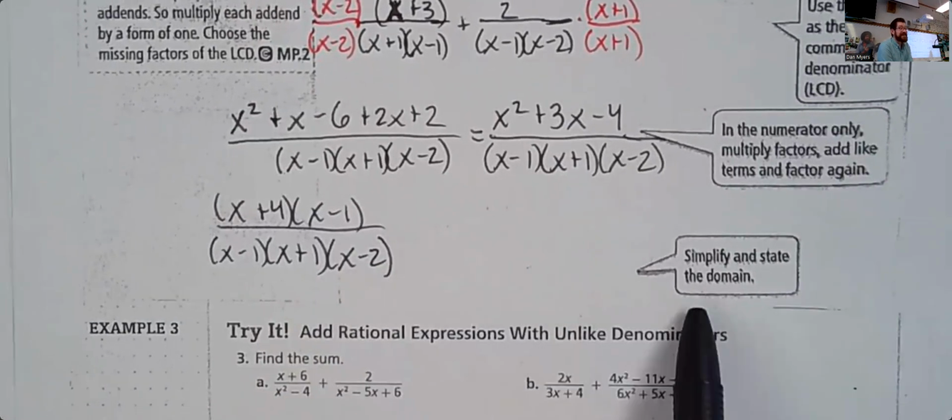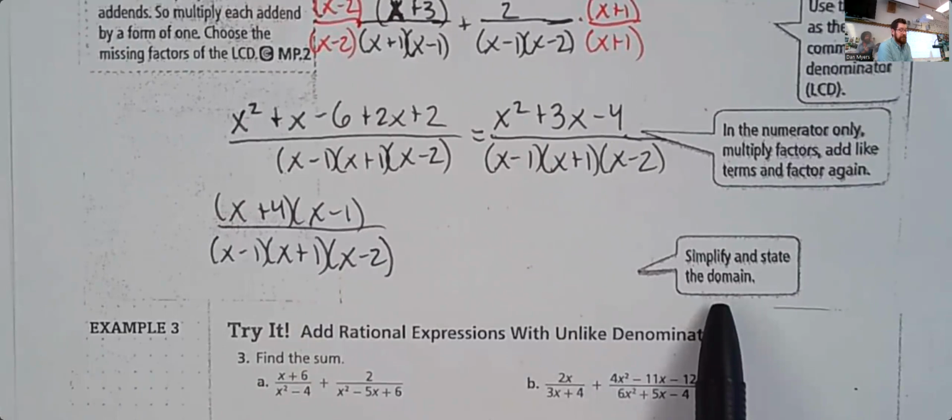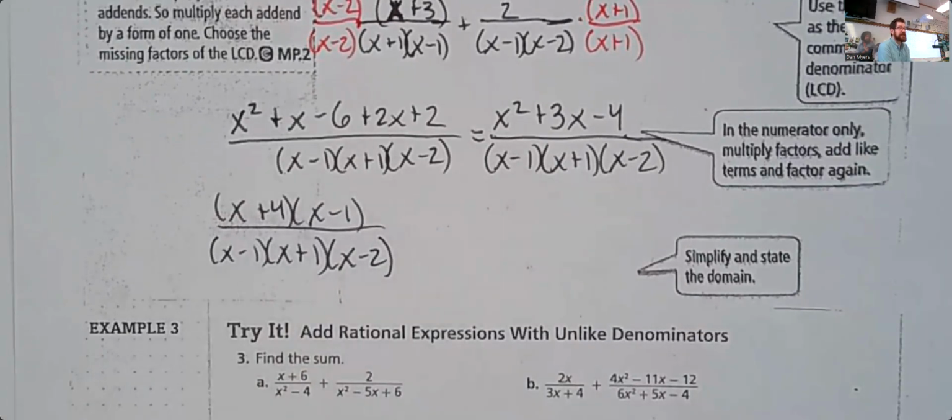So it says simplify and state the domain. So the domain is going to be all real numbers except for x equals what? 1, what else? Negative 1, what else? 2, good. Three numbers that x cannot equal: 1, negative 1, and 2.